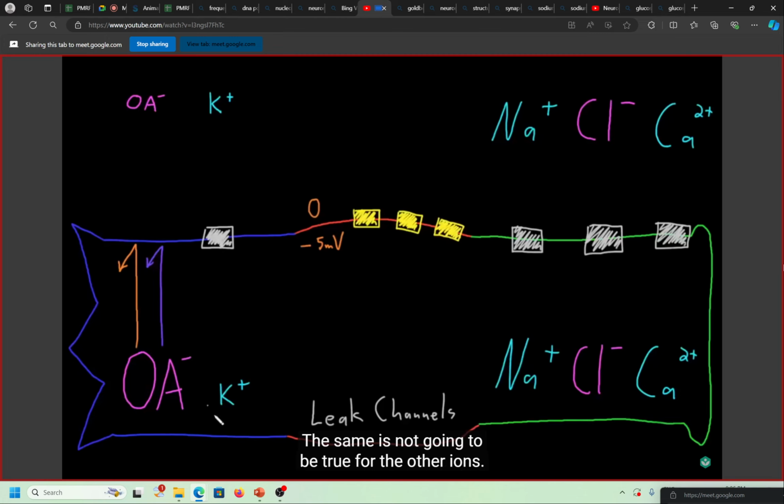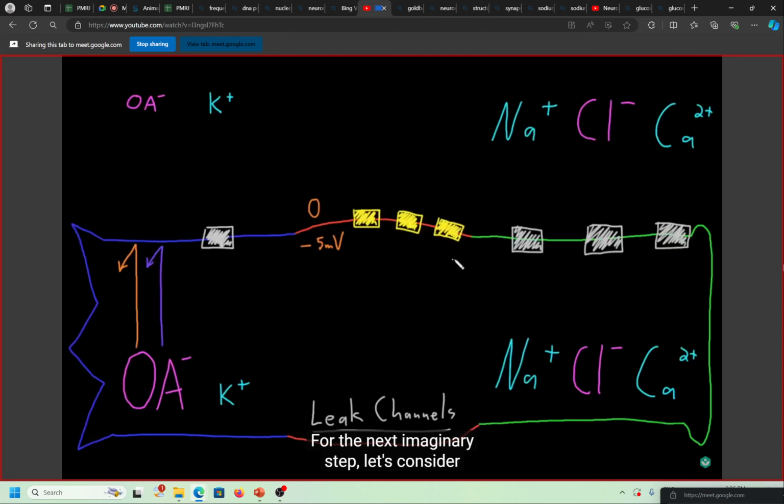The same is not going to be true for the other ions, because the neuron membrane has channels in its membrane called leak channels or leakage channels. These channels allow these ions to pass across the membrane, although how easily these ions can cross the membrane through the leak channels is very different for the different ions. And these leak channels are open all the time. They're not gated, so they're not opening and closing in response to some kind of stimulus.